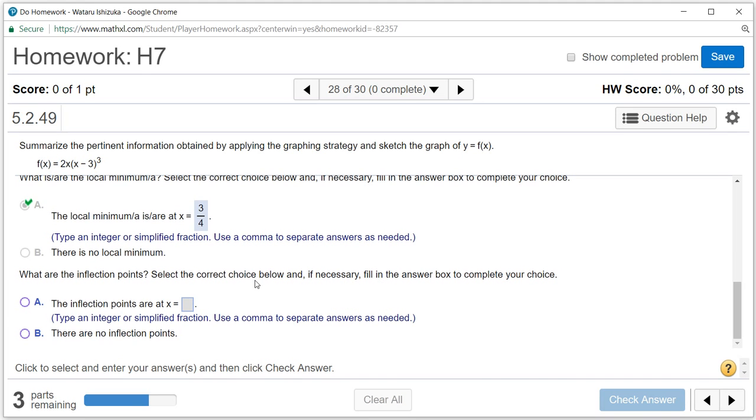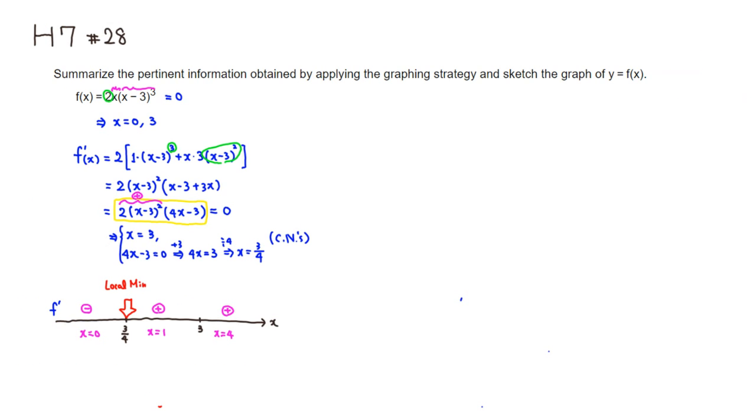All right, next question. And what are the inflection points? Select the correct choices. So we have to look at the second derivative. So let's do that. First derivative is already there. So we're going to take another derivative. So f double prime of x is equal to, 2 is just a number, so I put that there.